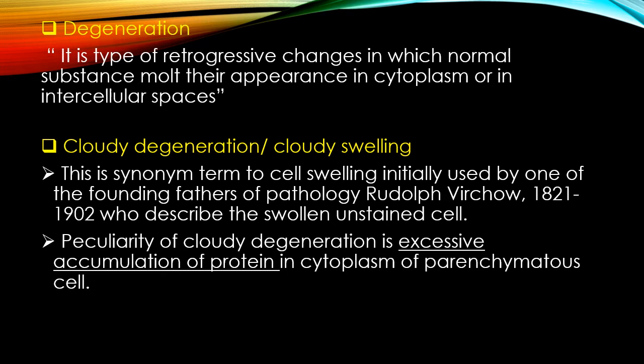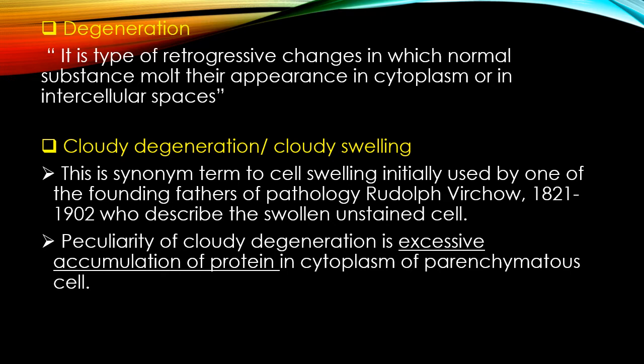Why cloudy? Because water accumulates between the cells, resulting in swelling of tissue. When water is accumulated, ultimately swelling of tissue appears. And the peculiarity of cloudy degeneration is excessive accumulation of protein in the cell cytoplasm or parenchymatous cell. This is cloudy degeneration.